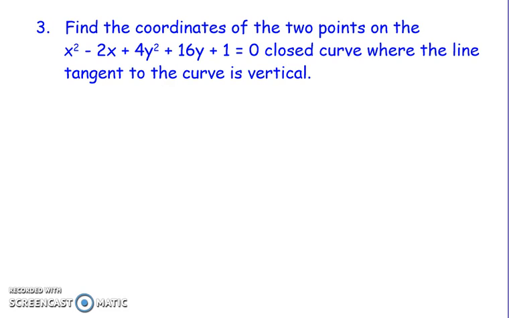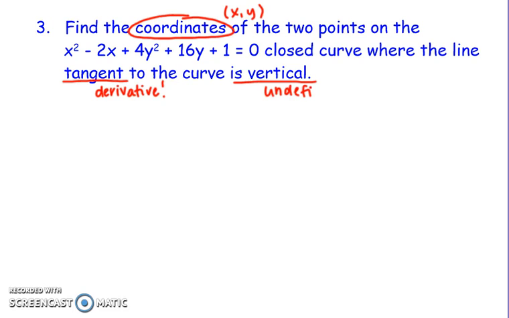All right, so now let's think about this similar concept, just a little bit different of a question. Find the coordinates. So coordinates would imply a point (x, y) of the 2 points on the curve where the line tangent to the curve is vertical. All right, so if we think about line tangent, you should be thinking about derivative, right? And we want that to have a vertical slope. Well, a vertical slope would be undefined. So really what this problem is asking us to do is to find the coordinates in which the derivative of this curve is undefined.